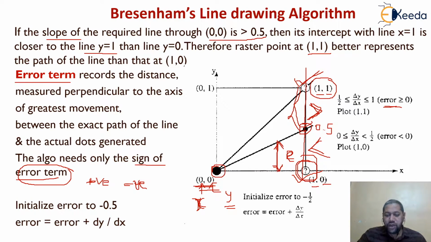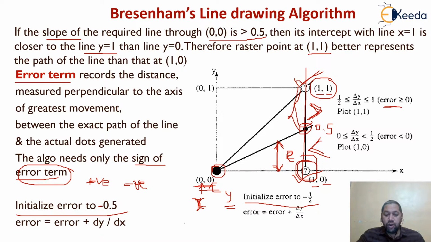Now if it is positive or negative, what will I do? I initialize my error term to minus 0.5. What will happen due to minus 0.5? If my value is less than 0.5, it will be 0, and if it is greater than 0.5, it becomes 1. That's why we initialize the error term to minus 1 by 2, and 1 by 2 means 0.5.